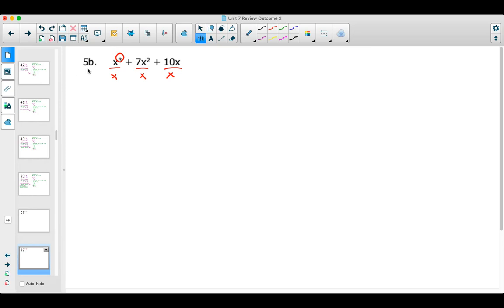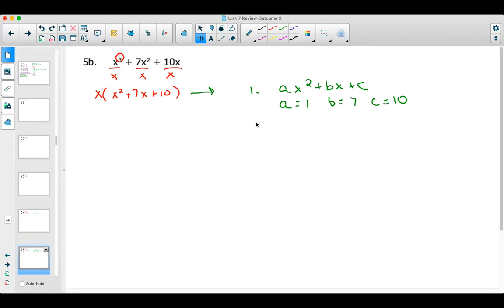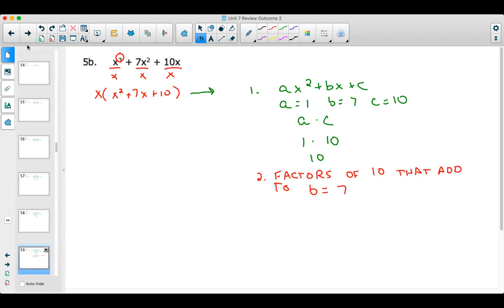So I'm going to now do ax squared plus bx plus c. In this case, a is 1, b is 7, c is 10. I'm going to multiply a times c. And that's 1 times 10, which is, of course, 10. Then I need to find the factors of 10 that add up to b, which is 7. The factors of 10 are 1 and 10 and 2 and 5. 2 and 5 do add up to 7 when I add them.